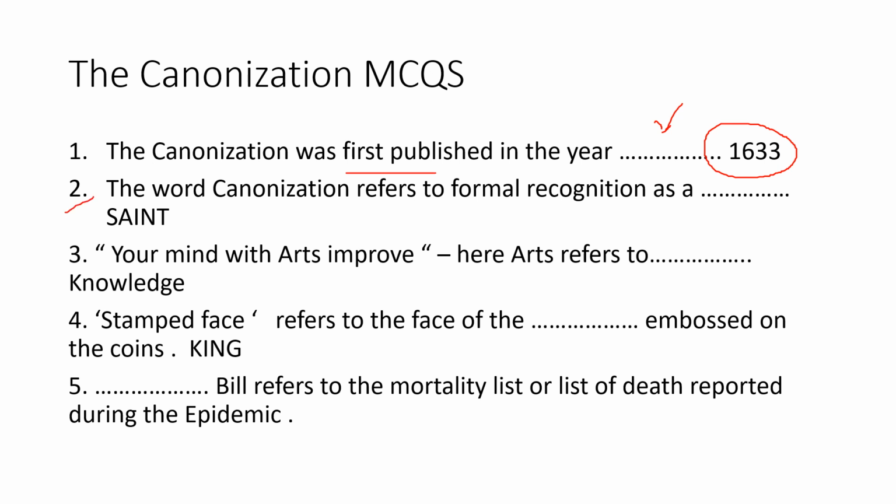Now, the second question. It is based on the title, the meaning. And the paradox lies in the title itself. The word canonization refers to formal recognition as a saint. And John Donne is going to canonize his love. Now, the third question. Your mind with arts improve. Here, arts refers to knowledge, acquiring knowledge. So the listener's mind will improve only when he acquires knowledge.